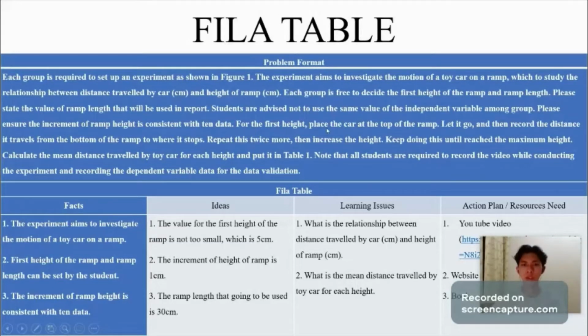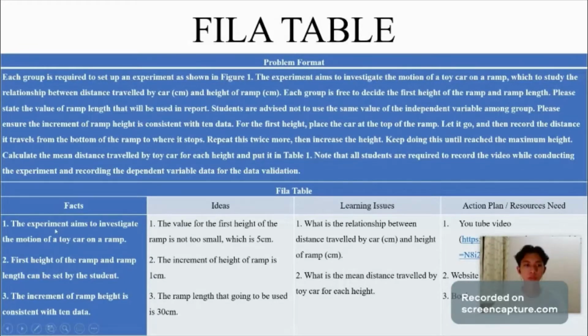For the first height, place the car at the top of the ramp, let it go, and then record the distance it travels from the bottom of the ramp to where it stops. Repeat this twice more, then increase the height. Keep doing this until reaching the maximum height. Calculate the mean distance traveled by the toy car for each height and put it in the table. Note that all students are required to record the video while conducting the experiment and recording the dependent variable data for data validation.